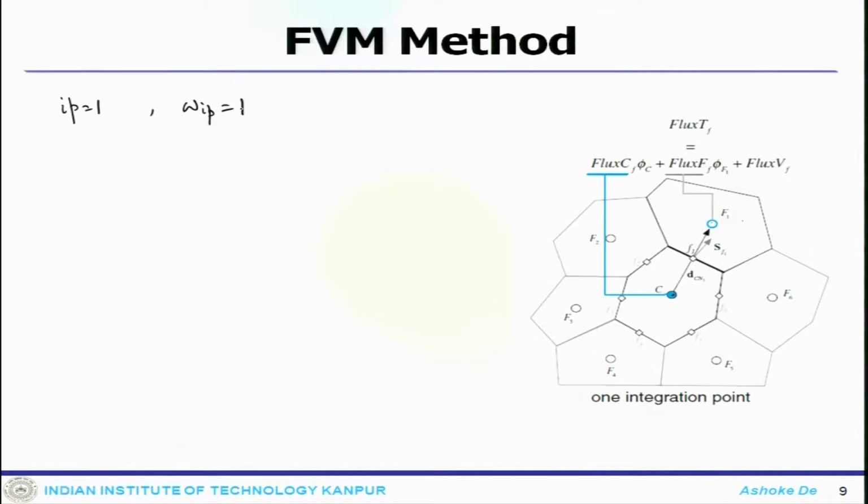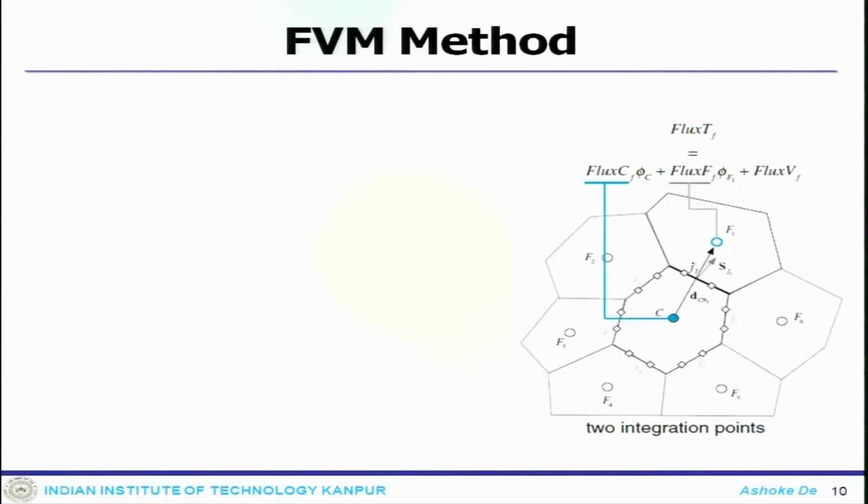So, I get a nice calculation for the flux calculations. Now, one can have multiple integration points. If you have multiple integration points, then what happens? Let us say you have two integration points along the surfaces. Every connecting surface will have two integration points, 1 and 2. So, in this case IP is 2.